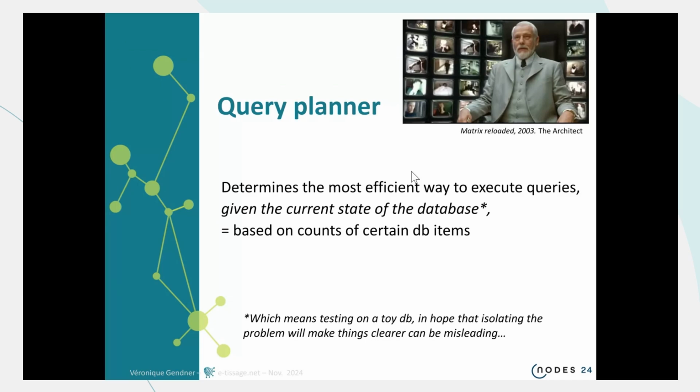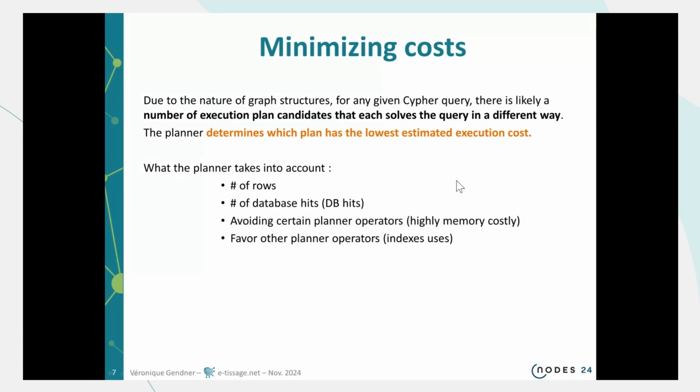The query planner is the part of the database engine that determines the most efficient way to execute a query. It does so according to the current state of the database, that is, based on counts of certain DB items. We'll get back to those statistics. Due to the nature of graphs, for any given Cypher query, there is likely a number of execution plan candidates that each solve the query in a different way. The planner determines which plan has the lowest estimated execution cost.